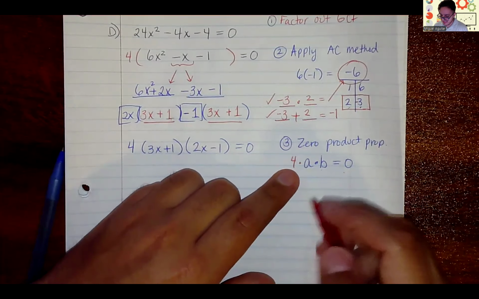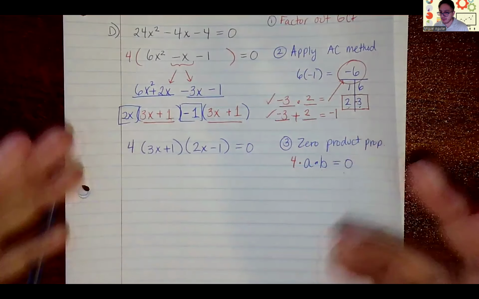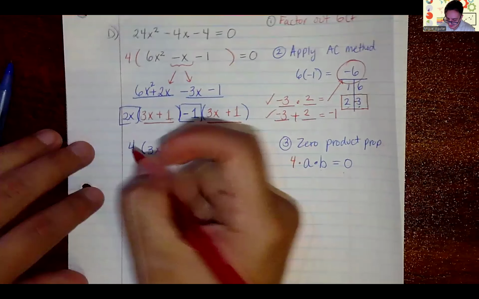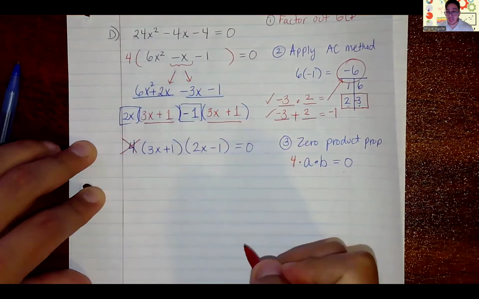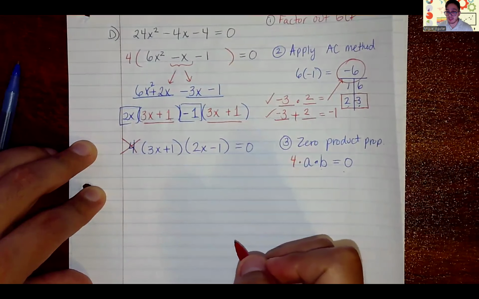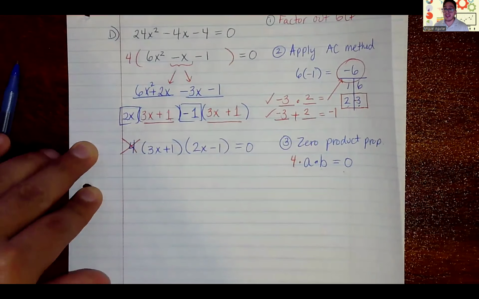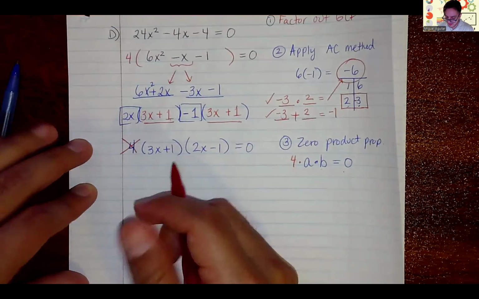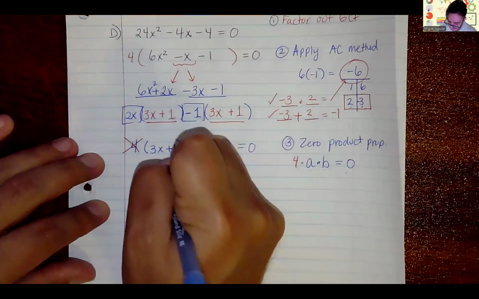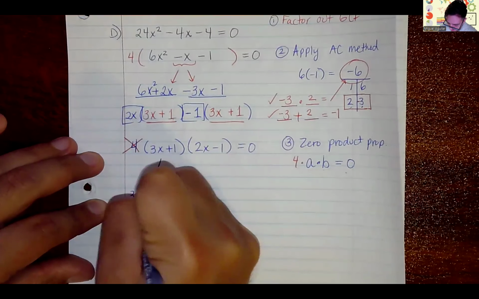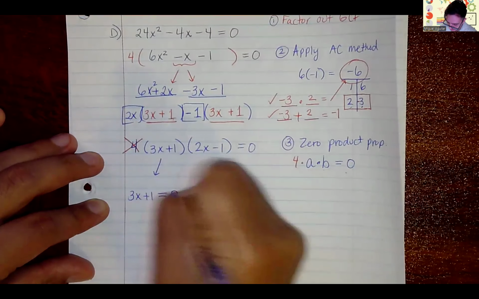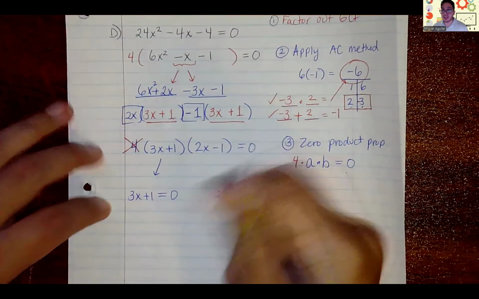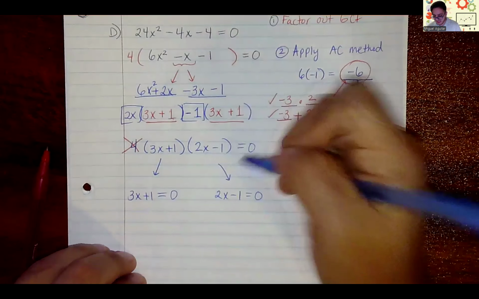It doesn't make sense to set 4 equal to 0 because it's simply never going to be equal to 0. So by that logic, we can sort of ignore that constant if we have it. We don't want to ignore any variable expressions or any polynomials that have the variable x. So that's why we're just going to focus on setting these guys, 3x plus 1 equal to 0 and 2x minus 1 equal to 0. And then we're going to do the same stuff that we saw with the last two examples.